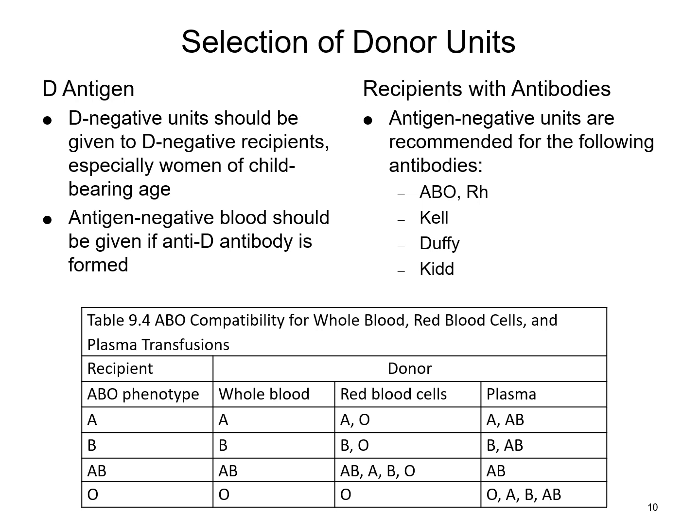All right, so if you're looking at the D antigen, so you're matching blood type, and then your D antigen, your D antigen negative units are going to be given to just your D negative recipients. So this is going to be especially honored with women of childbearing age. Antigen negative blood should be given if anti-D antibody is formed. So pretty much you're going to match up your Rh type with your recipient.